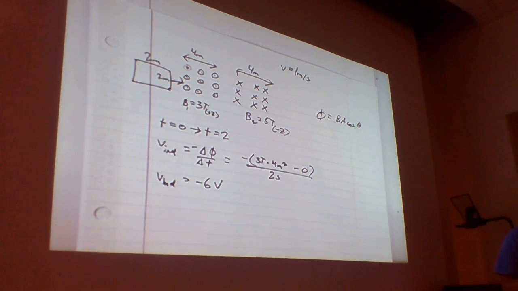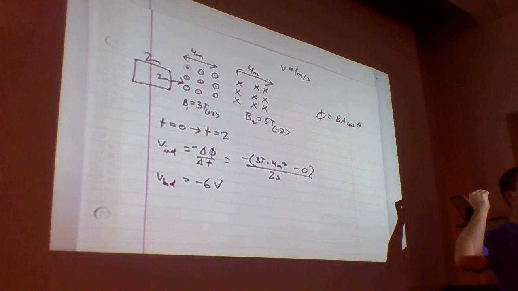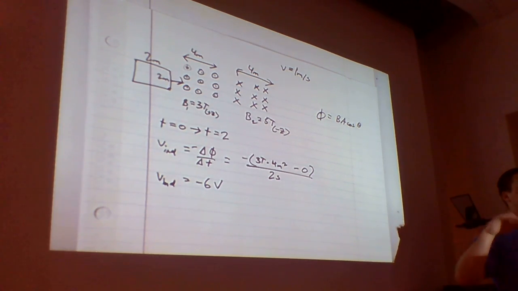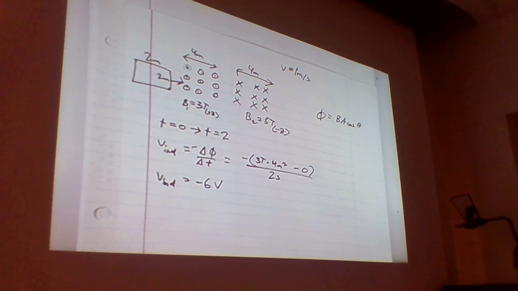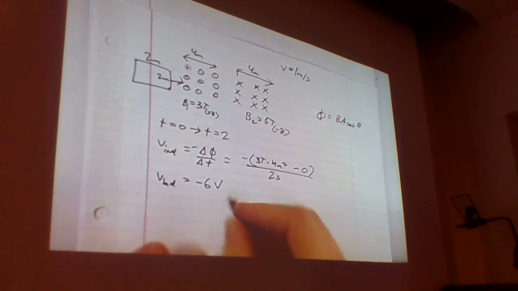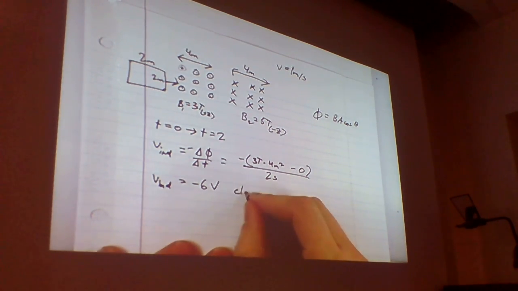So if you remember, the change in flux is towards the positive Z direction, which means the induced current always opposes the change in magnetic field. So if the magnetic field that's changing is going out, you have to oppose that and have it be going in, and so that means the direction would be clockwise. Okay? And so in this case, this just means 6 volts in the clockwise direction.